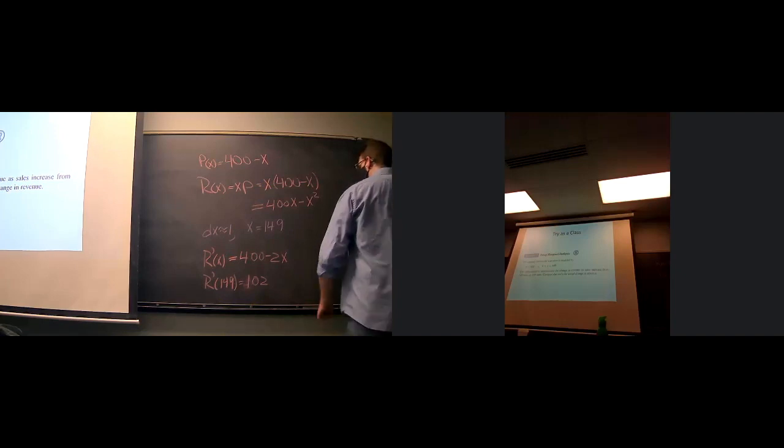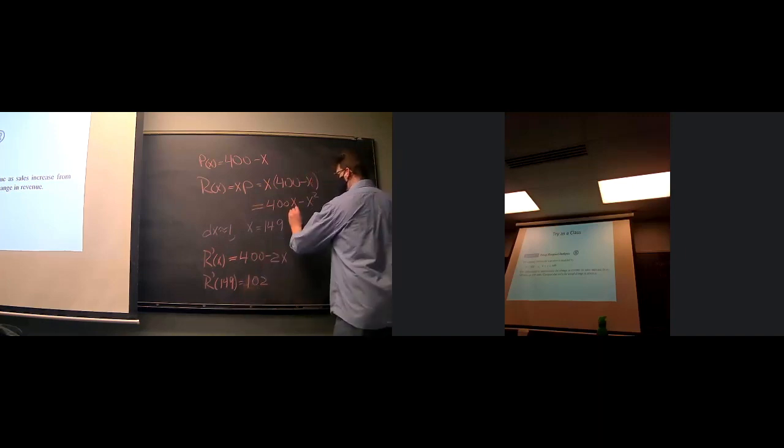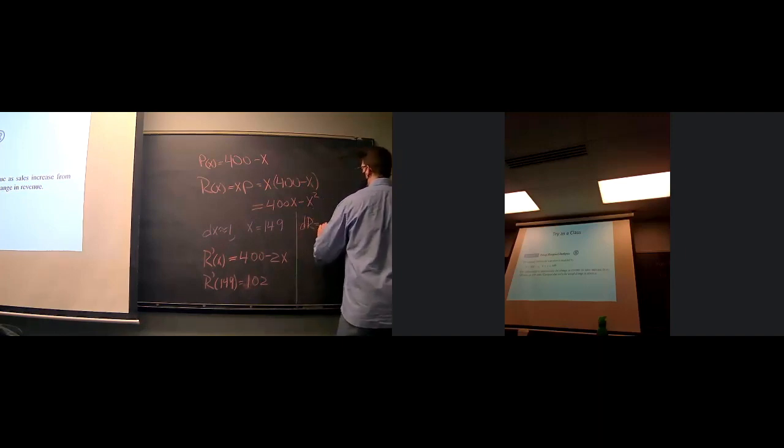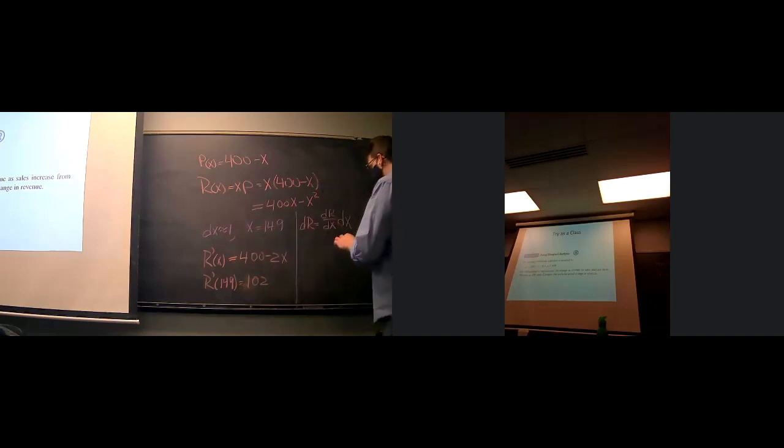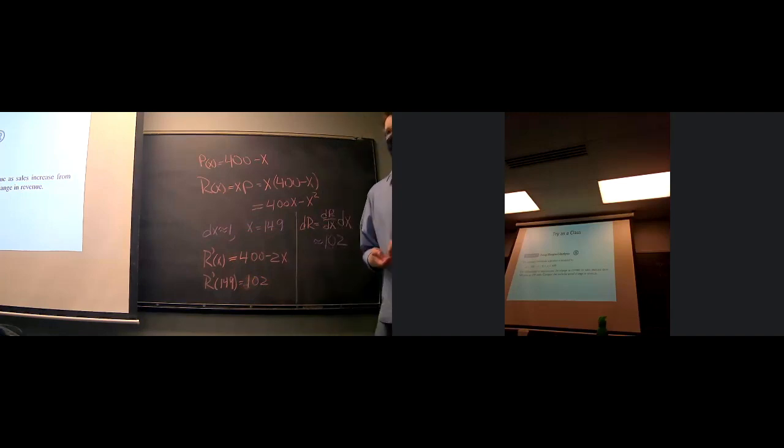So now, dR is going to be equal to dR/dx times dx, right? Well, dx is equal to 1, or approximated as being 1. So the change in our revenue will be about 102.